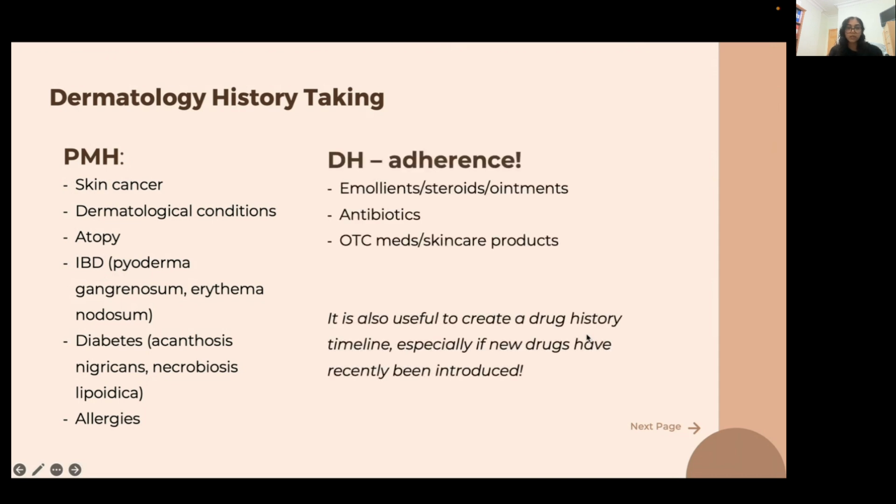And then the drug history. Something that's really important in drug history is asking about patients' adherence to their medications. That's particularly important for conditions like eczema, because we tend to give patients loads of creams and ointments, and patients don't actually use them and the symptoms get worse. So we want to check whether they're actually using anything that was prescribed to them before.